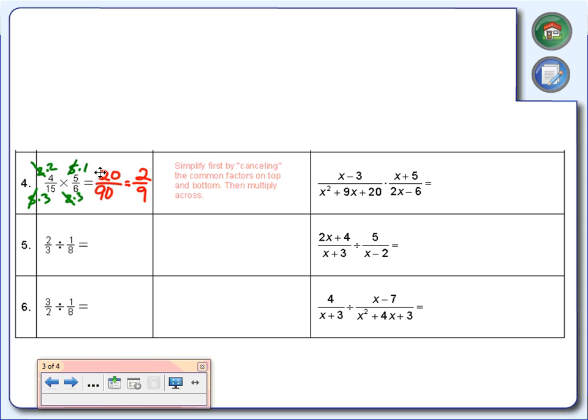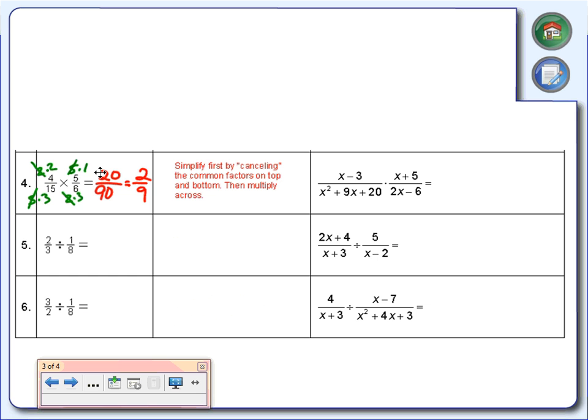Okay, so we can skip that 20 over 90 by first, and this is the steps that we follow, we can simplify and cancel out the common factors. Simplify by canceling out the common factors that we see both on the top and on the bottom. Of course, whatever we have remaining, that's what we're going to multiply.